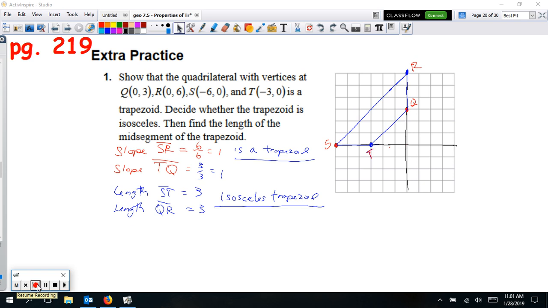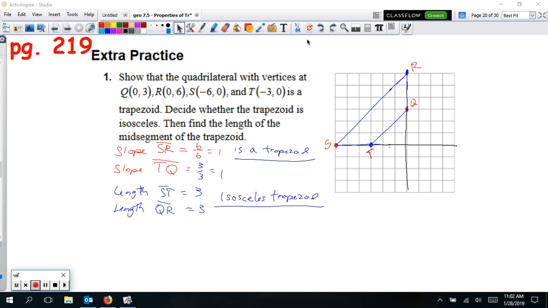Okay, going back to number 1 on the extra practice, we left off with this: it is a trapezoid, it's isosceles, but the last part is to find the length of the mid-segment of the trapezoid. We haven't done that yet. So we have to figure out the length of the bases. We figured out the lengths of the legs, telling us it's isosceles, and that was easy, but it's not going to be as easy for these bases, because they are not horizontal or vertical like the legs were. So we have to use the distance formula.